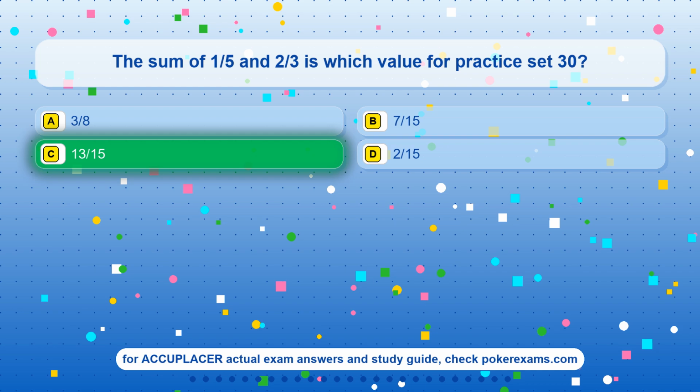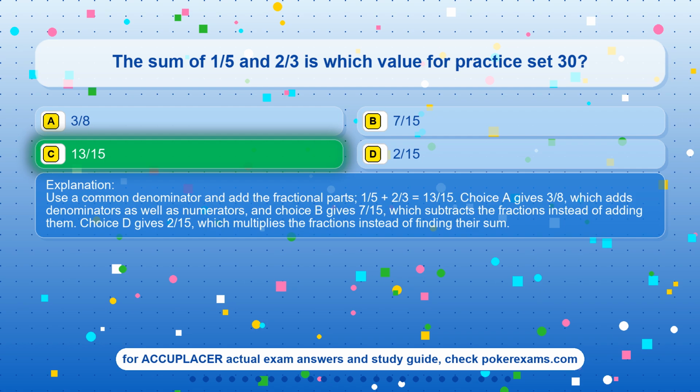The correct answer is option C, 13/15. Use a common denominator and add the fractional parts. 1/5 plus 2/3 equals 13/15. Choice A gives 3/8, which adds denominators as well as numerators, and choice B gives 7/15, which subtracts the fractions instead of adding them. Choice D gives 2/15, which multiplies the fractions instead of finding their sum.